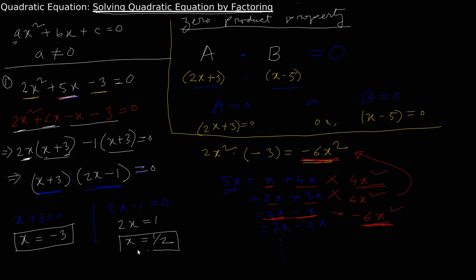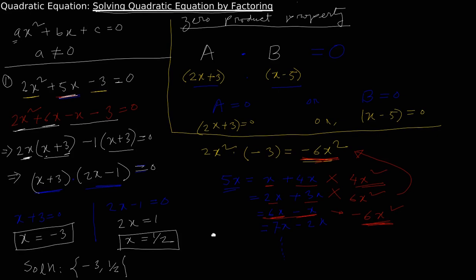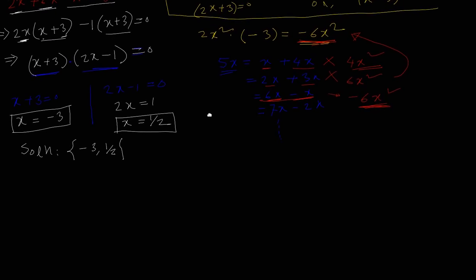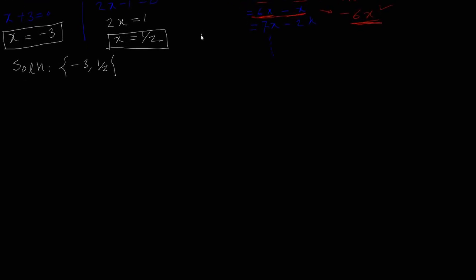So what is my solution? The solution to this problem is negative 3 and half. So I solved this quadratic equation using the factoring method. So this is one problem. Okay, so let us try to solve another problem, the second problem.